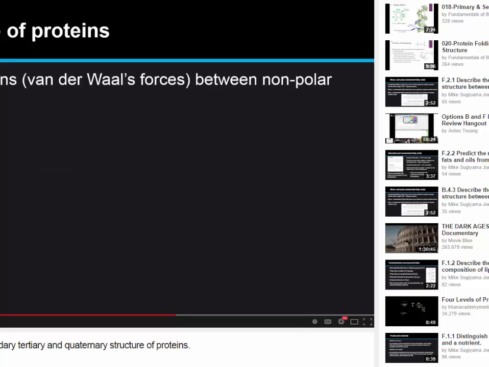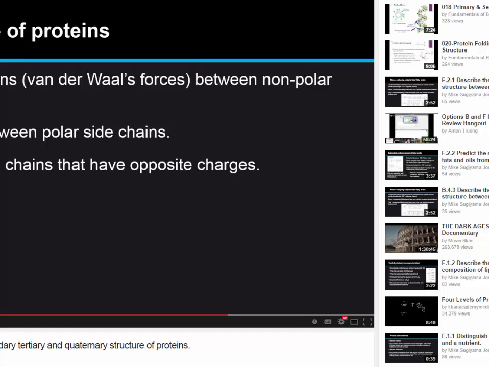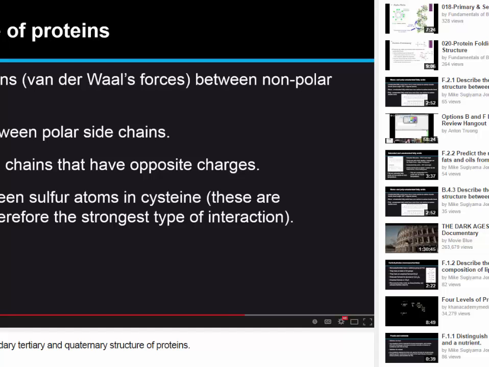So here's a list of the interactions that form the tertiary structure. We have hydrophobic interactions, or van der Waals forces, between non-polar side chains. We have hydrogen bonding between polar side chains. Ionic bonding between chains that have opposite charges. Disulfide bridges between sulfur atoms in cysteine. These are covalent bonds and therefore the strongest type of interaction. And finally, we have peptide bonds between NH2 and COOH groups.